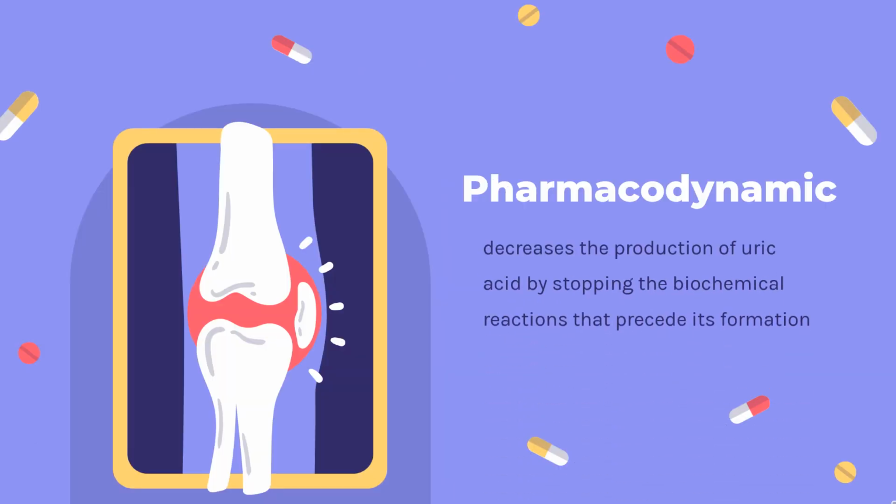Pharmacodynamics. Allopurinol decreases the production of uric acid by stopping the biochemical reactions that precede its formation. This process decreases urate and relieves the symptoms of gout, which may include painful tophi, joint pain, inflammation, redness, decreased range of motion, and swelling.